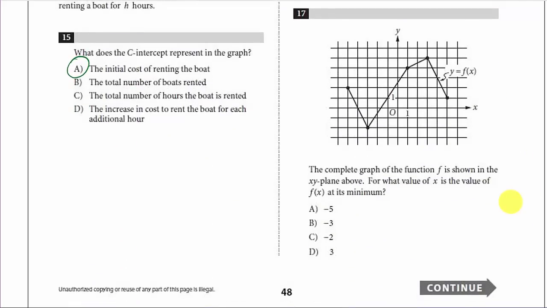All right, so let's look at this. The complete graph of the function f is shown in the xy plane above. For what value of x is the value of f of x at its minimum? All right, so let's see. Here is the axis. They should have dotted some of these lines, but there's your axis. So where's the minimum value? It's right there, and they want to know for what x value. So if we go over 1, 2, negative 3 units, so that would be B.